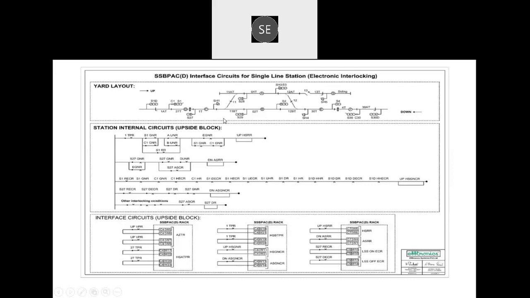Typical interface circuits for electronic interlocking in case of single line are shown here. We are just showing the logics to be used to pick up the RRs, ASRR and home signal RR, advanced RR, home GNCR, advanced GNCR. Apart from that, the other wiring is quite the same.